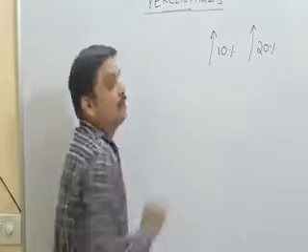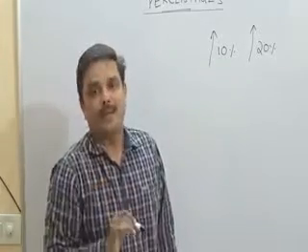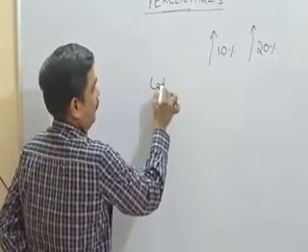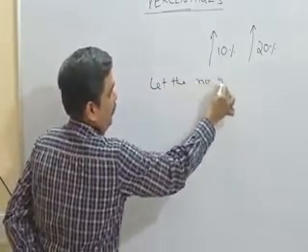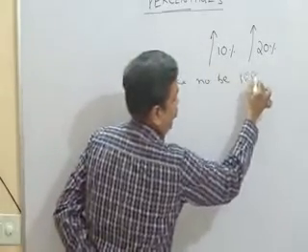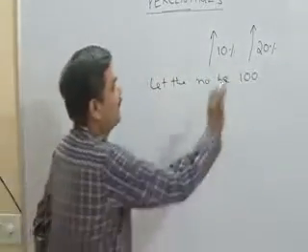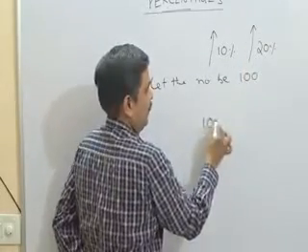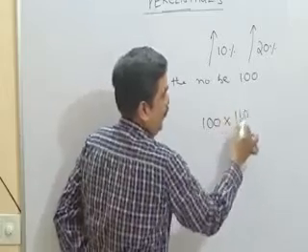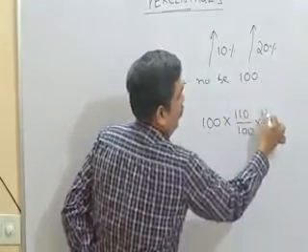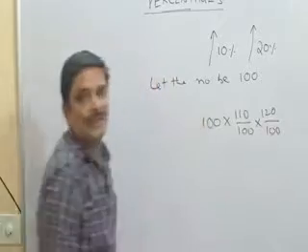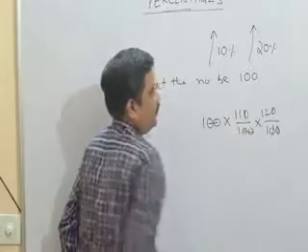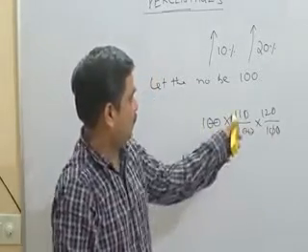Now first let us go with the conventional method. How would it be? For example, I'll take this one. Let the number be 100. So now when it is 100, first 10% increased, again 20% increased. I would go in this way: 100 into, now you know the technique, 110 by 100 into 120 by 100. After simplification, that is 12 into 11, that is 120 plus 12, 132.